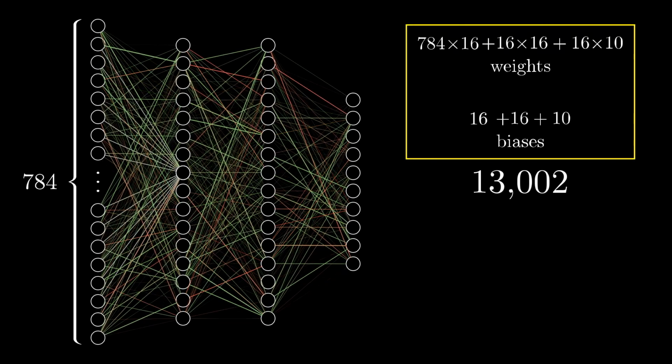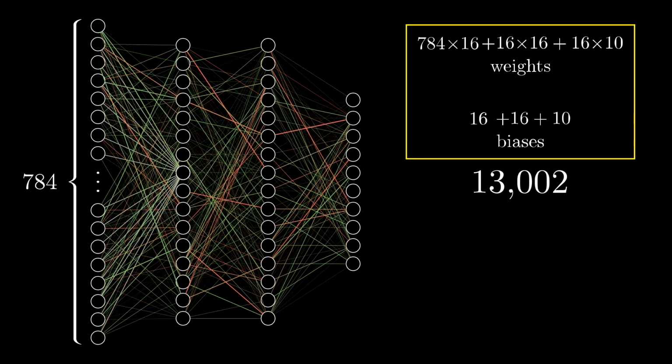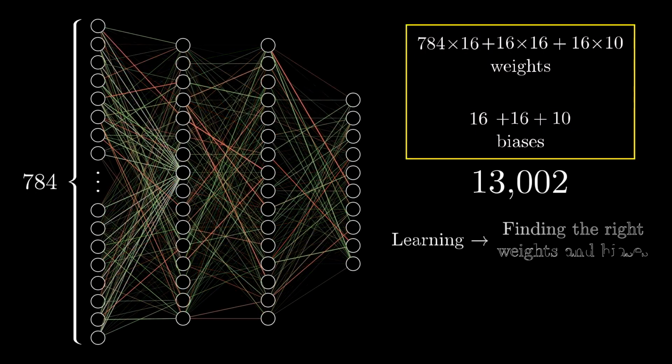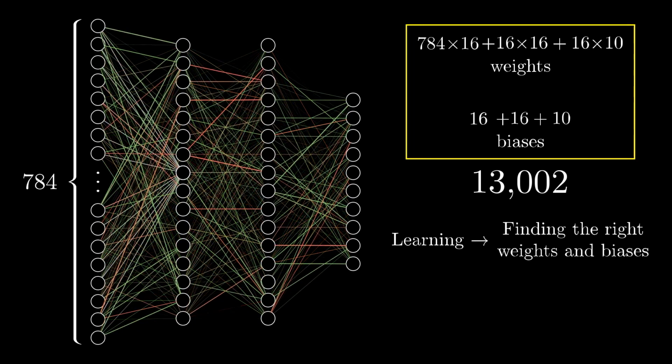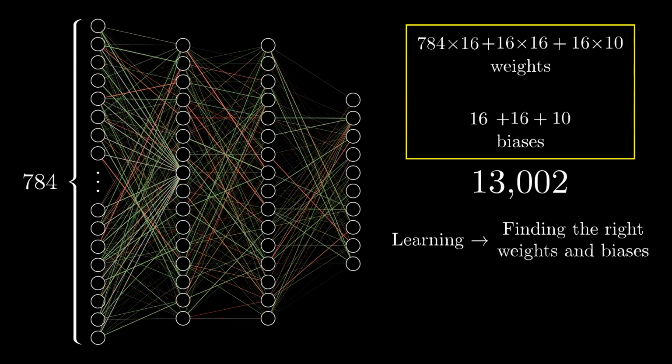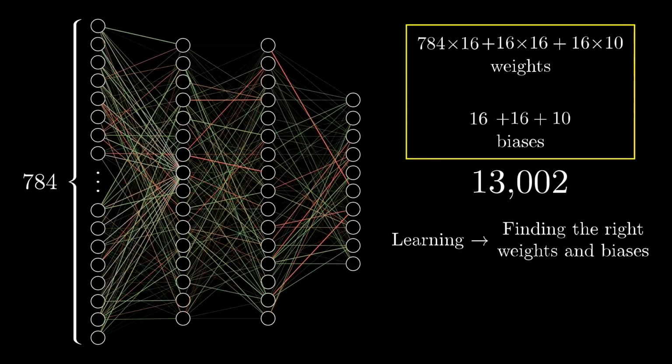13,000 knobs and dials that can be tweaked and turned to make this network behave in different ways. So when we talk about learning, what that's referring to is getting the computer to find a valid setting for all of these many numbers so that it'll actually solve the problem at hand.